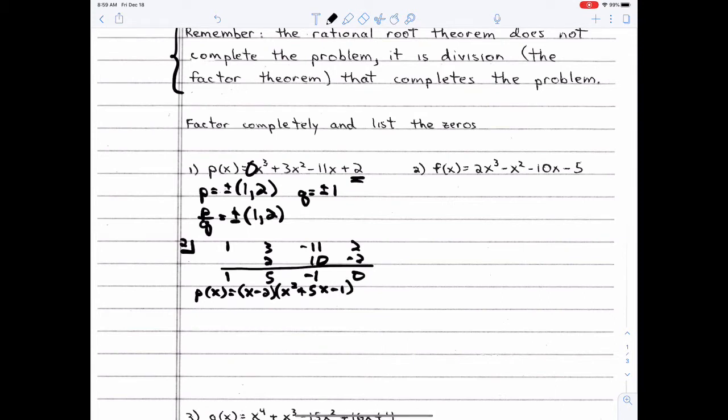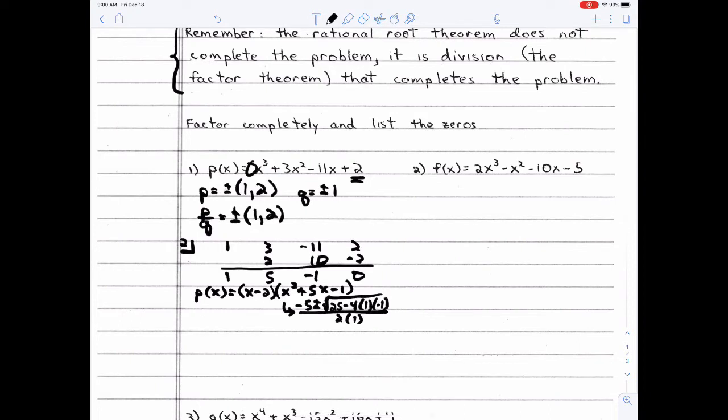Now what do we do? We take this and try to factor it by inspection, but we can't, so we'll use the quadratic formula. We have negative 5 plus and minus the square root of 25 minus 4 times 1 times negative 1, and that's all over 2 times 1. So what do we have?